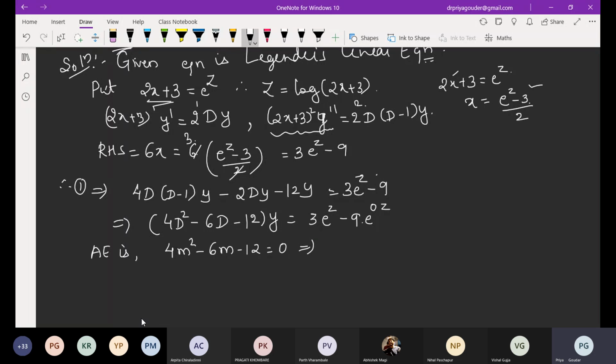What are the roots? 3 plus root 57 whole divided by 4, ma'am. Plus or minus, is it? Yes, ma'am. Are you getting it? Which type of root is this? Just anybody can tell.